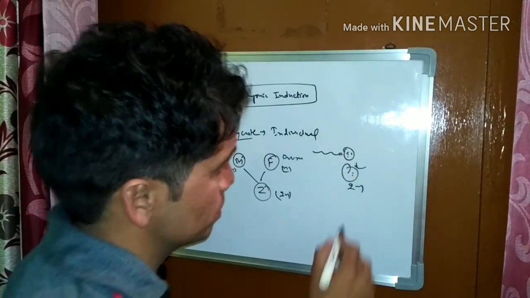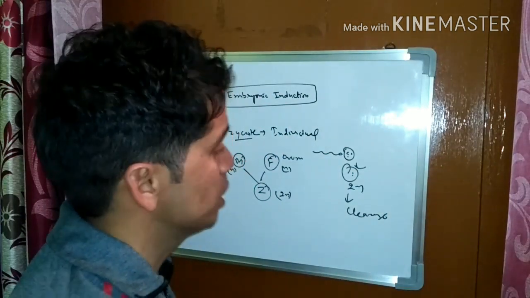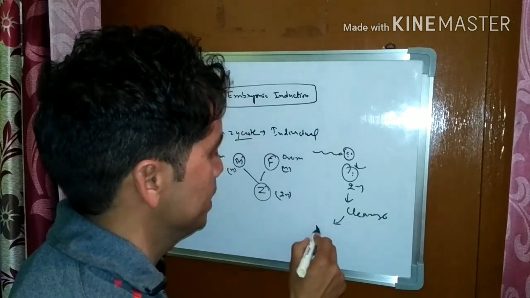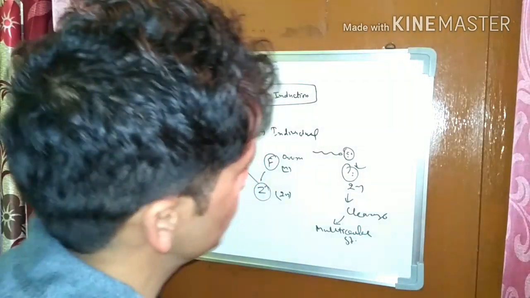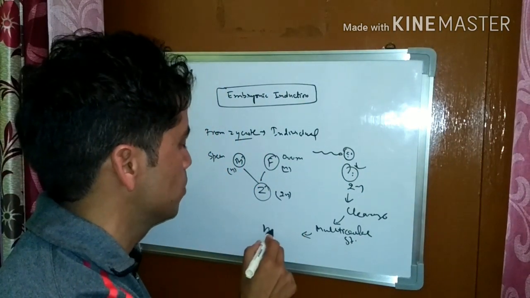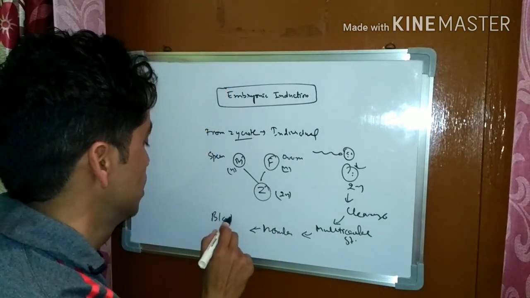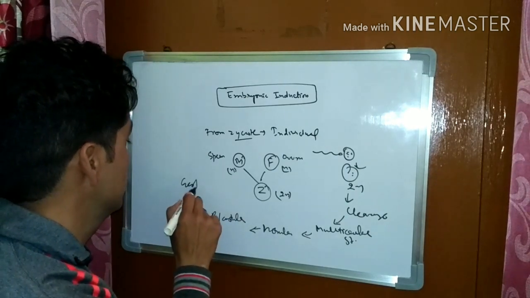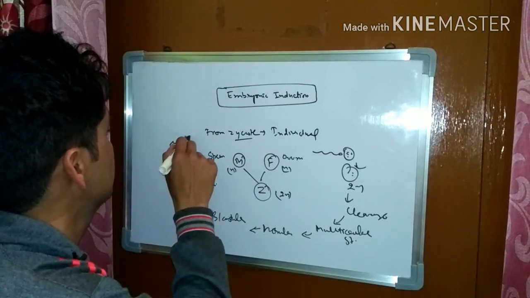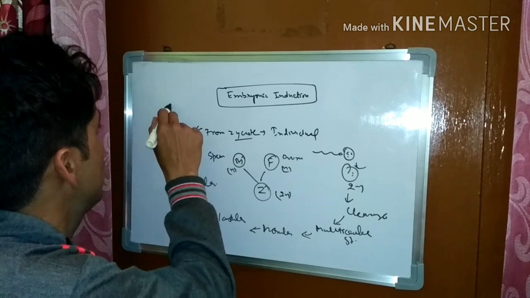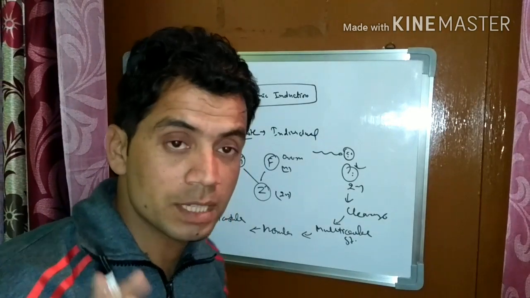Later on the cleavage starts, and the cleavage forms the multicellular structure from the single cell. The multicellular structure formed here is called the morula. After that it is called blastula, then gastrula. You know it very well. Later on organogenesis occurs, then the offspring is formed. So this is a very integrated and complex process.